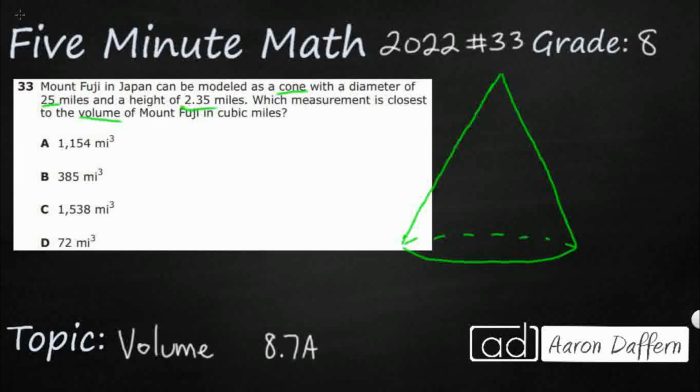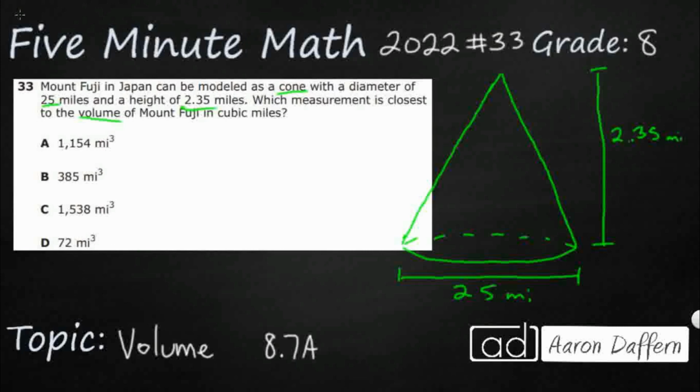So we know two things about it. We know we have a diameter. Your diameter is going to be all the way across the base from side to side. That is 25 miles. And then the height. Well, I guess I didn't draw it in proportion because it needs to be a lot wider and a lot squatter. But that's fine. We'll just use our numbers here: 2.35 miles.